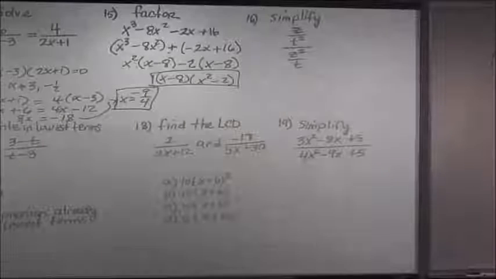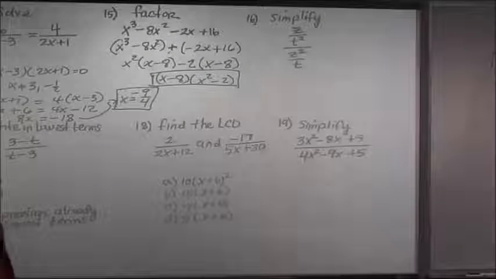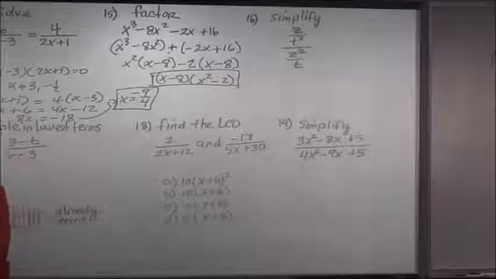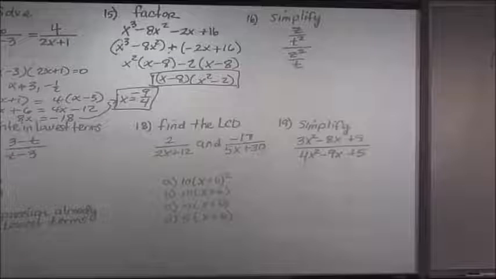You're done. Number 16 says simplify, and they gave us a fraction divided by a fraction. It doesn't matter what the fractions are. The fractions could be letters. It could be numbers. It could be pictures of some fruit. It doesn't matter. A fraction divided by a fraction, you're going to multiply by the reciprocal every single time. Keep, change, flip. That's what we got to do.